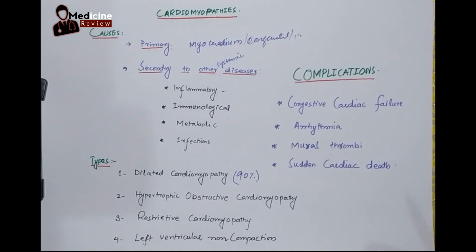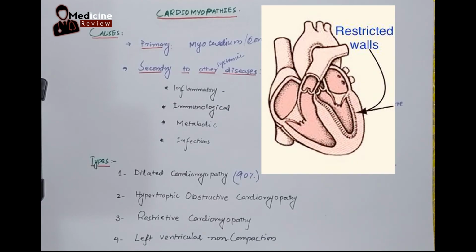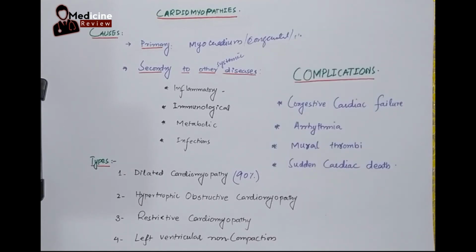The heart cannot relax properly, so there will be congestive heart failure, and there will be diastolic dysfunction. Another is restrictive cardiomyopathy. Here there is restriction in both ventricles for the diastole, so there will be diastolic dysfunction. Another, which is a very rare type, is left ventricular noncompaction.